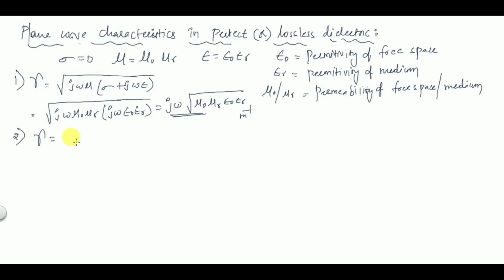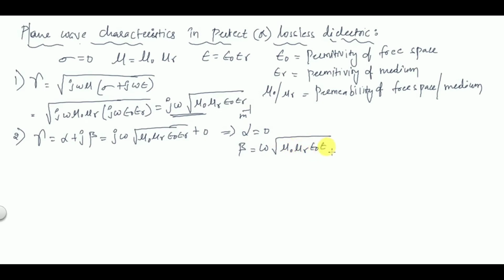Second, so we know that gamma is equal to alpha plus j beta. So this is equal to j omega into root of mu naught mu r epsilon naught epsilon r. So here the real part is 0, so we can write it as plus 0. So comparing the real part, alpha is equal to 0 and beta is equal to omega into root of mu naught mu r epsilon naught epsilon r. So this is radian per meter. Okay, so these are the values of alpha and beta, and this is the value for gamma.